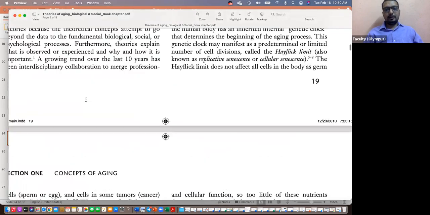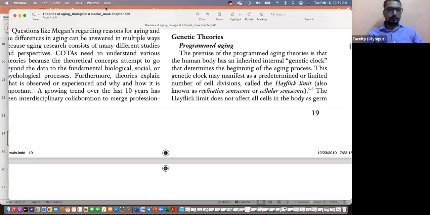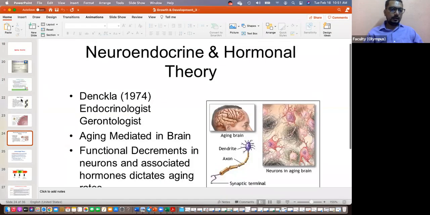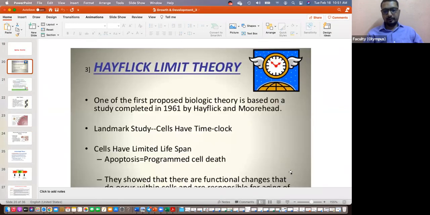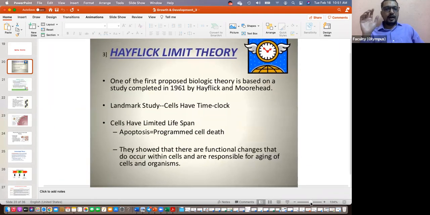What did we learn in the biological theories of aging? We talked about a few theories here. We talked about the Hayflick limit theory. Hayflick limit theory is where we have only a certain ability to continue the replication of cell divisions. There is a certain limit on that. After that, the number of cell divisions will stop, and the cell will die. This is called the Hayflick limit theory.